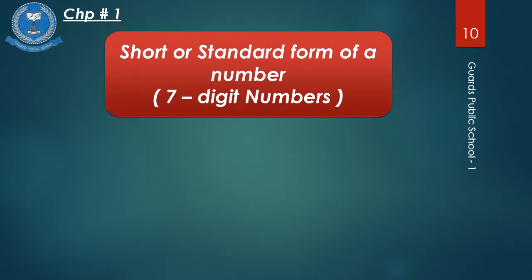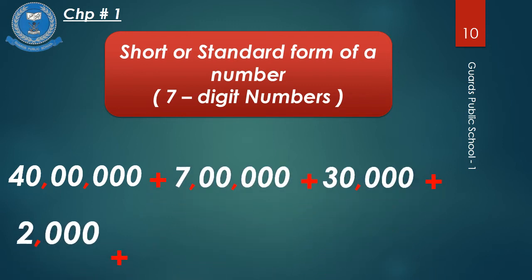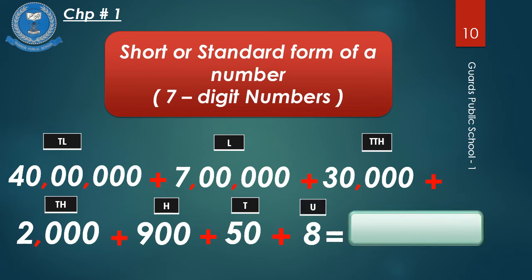Now students, for writing the numbers in standard or short form, we need to check the position of all the individual numbers. As in the given expanded form, 4 is at 10 lakh place, plus 7 is at lakh place, plus 3 is at 10,000 place, plus 2 is at 1000 place, plus 9 is at 100 place, plus 5 is at tens place, plus 8 is at unit place. So it will be written in standard form as 47,32,958.